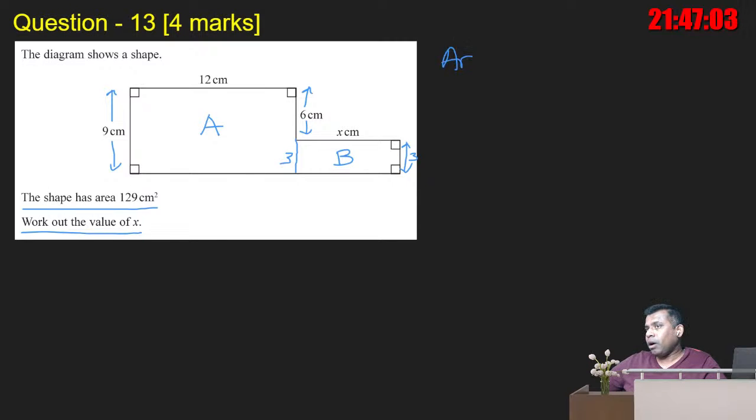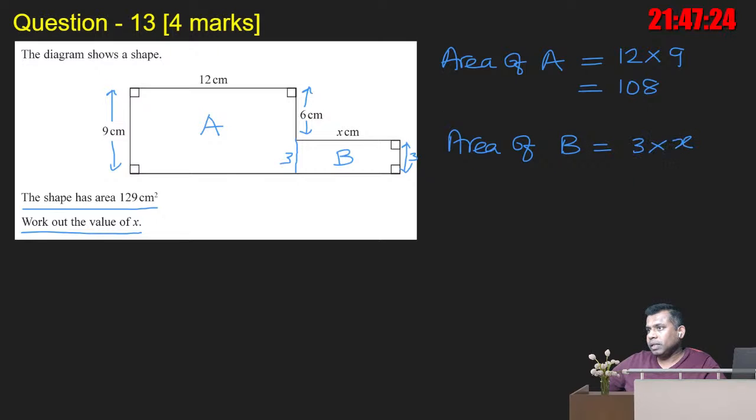So area of A, you can easily say that 12 times 9. You don't need a calculator for that. But if you want to double check, you're more than happy to do that. 108. And area of B, which is 3 times x, and that is 3x.